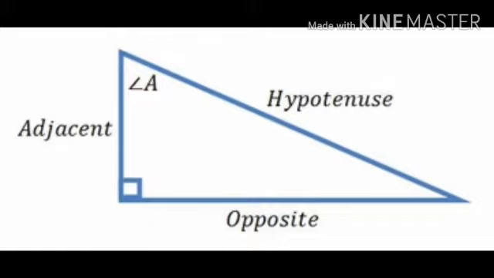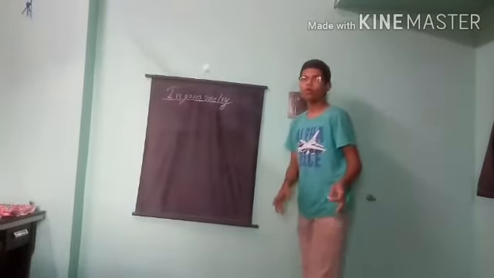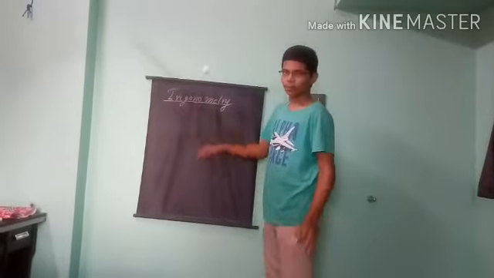the side opposite to it is called the opposite side, and the longest side of a right angle triangle is called the hypotenuse. The other side, which is neither the opposite nor the hypotenuse, is called the adjacent side. Okay friends, now we discuss trigonometry.